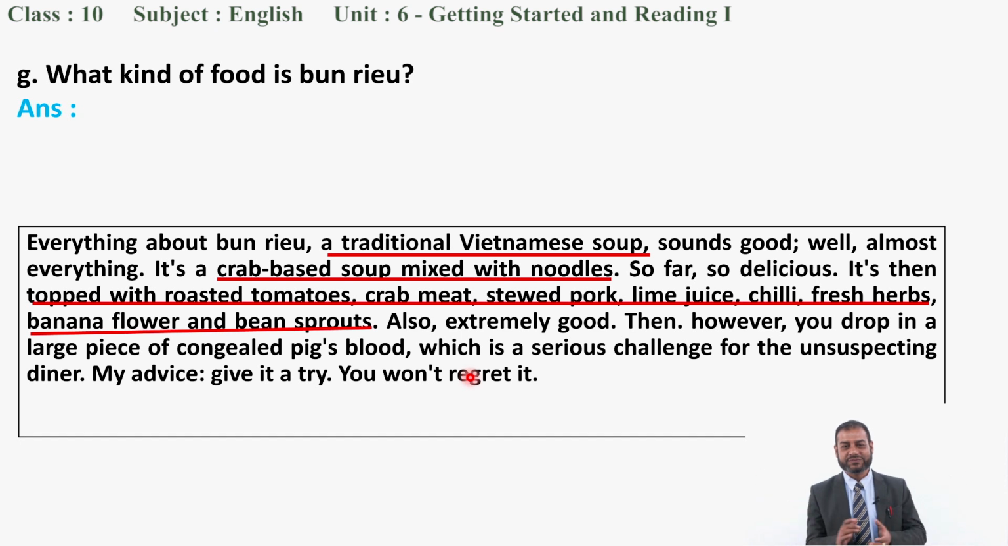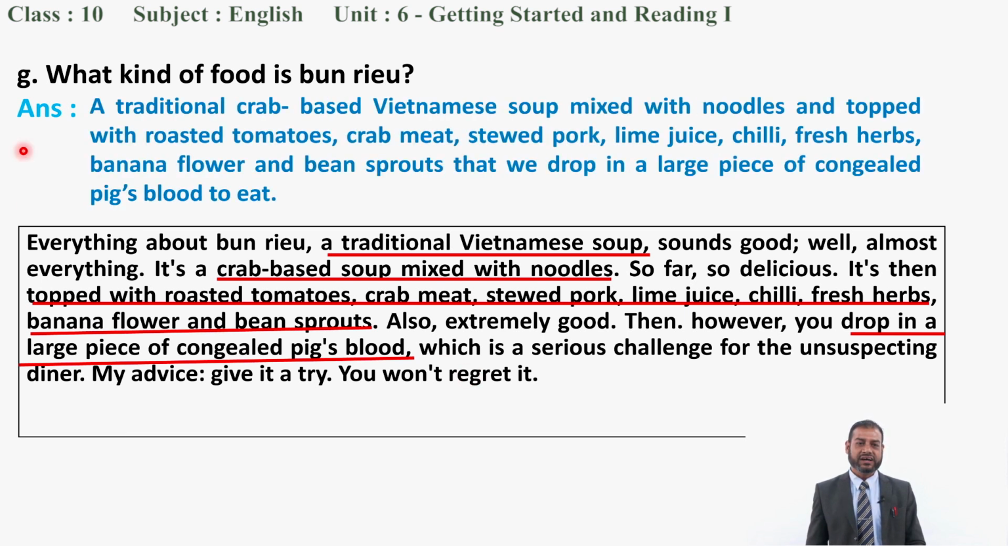What kind of food is bun rieu? Okay, your answer can be like this. A traditional crab-based Vietnamese soup mixed with noodles and topped with roasted tomatoes, crab meat, stewed pork, lime juice, chili, fresh herbs, banana flower and bean sprouts that we drop in a large piece of congealed pig's blood to eat. Okay, this type of food is bun rieu. Is it clear to you?